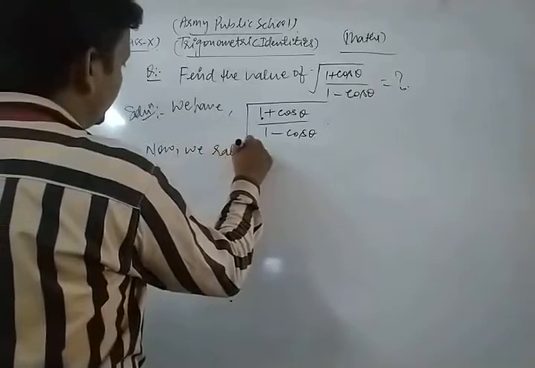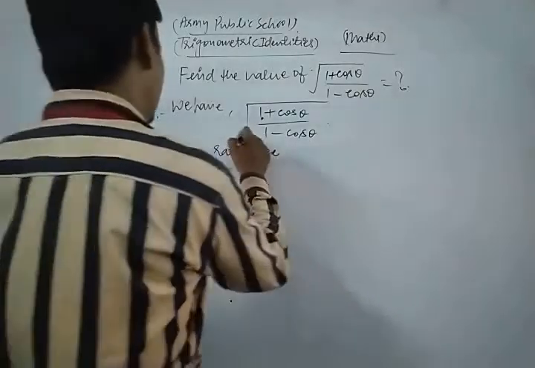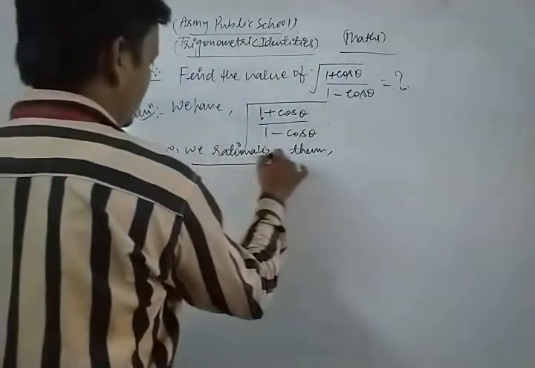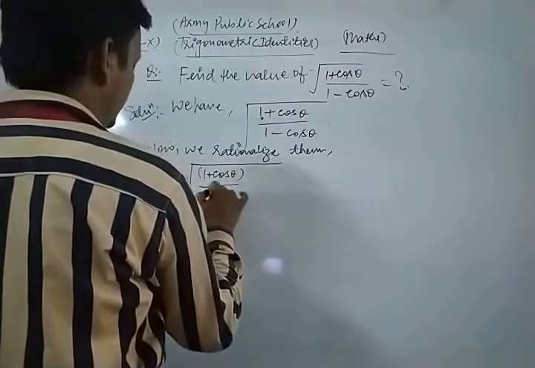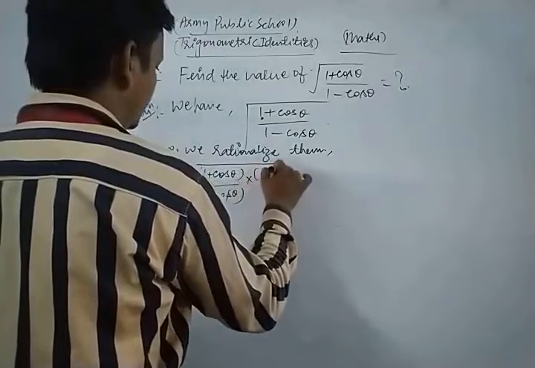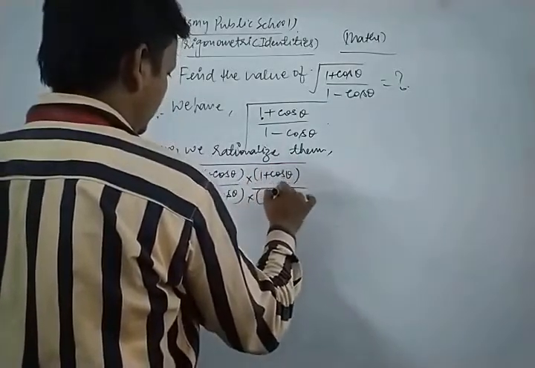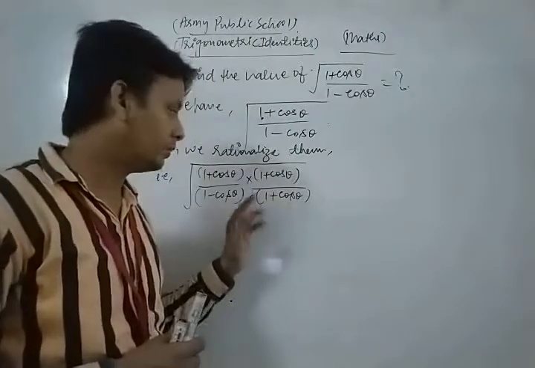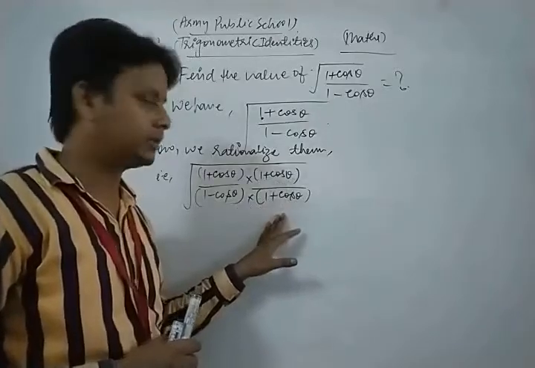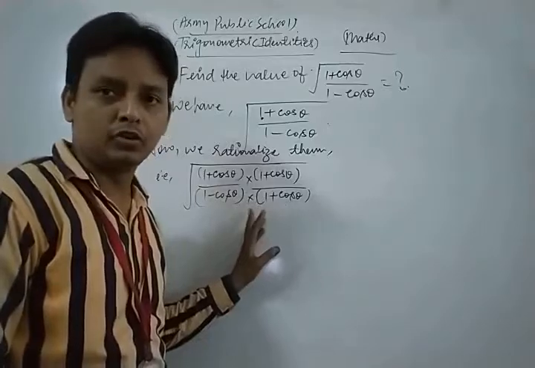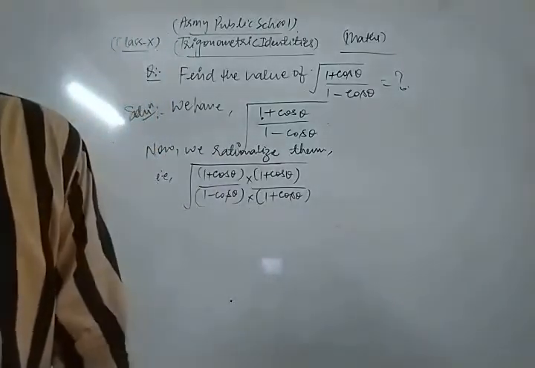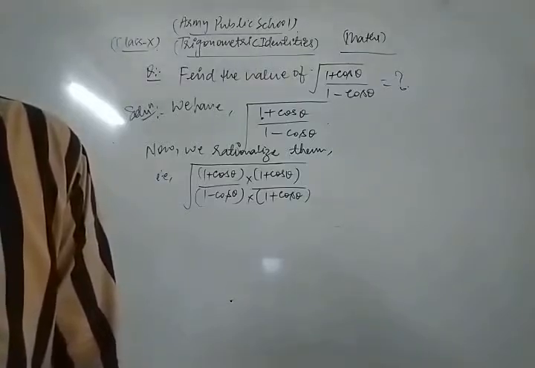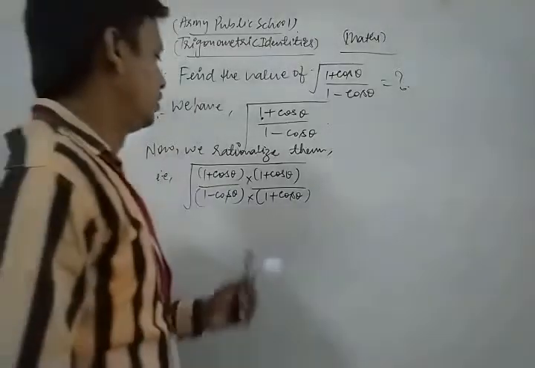Now we rationalize them. That is, (1 plus cos theta) upon (1 minus cos theta) into (1 plus cos theta) upon (1 plus cos theta). So in rationalizing we must multiply both the numerator and denominator by the conjugate of its denominator. Now, look, we simplify them.